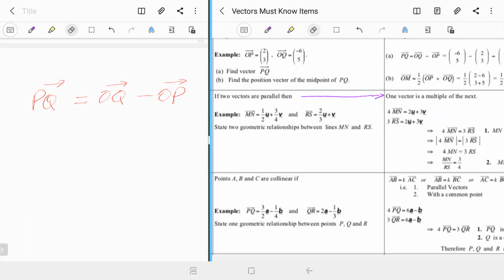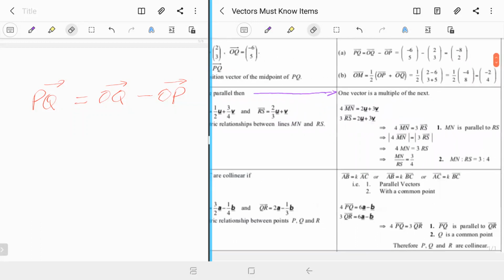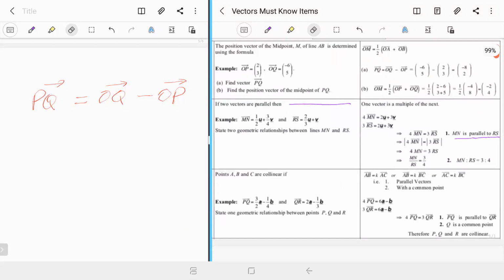4mn equals 3rs. And then once you have that, this means that they are parallel because you have expressed one vector as a multiple of the next vector. All right? Because remember, I could also write this as mn equals 3 over 4 rs. Could write that as well. That option. All right? But it means that they are parallel. You get the ratio.